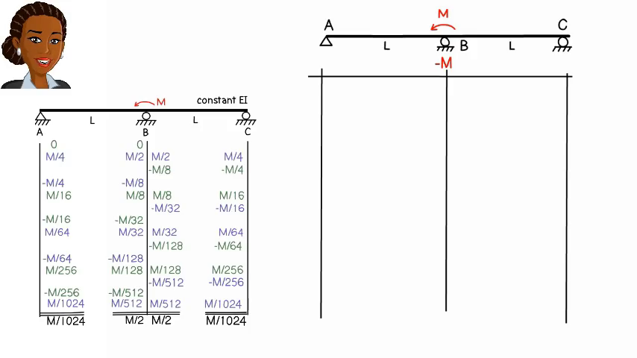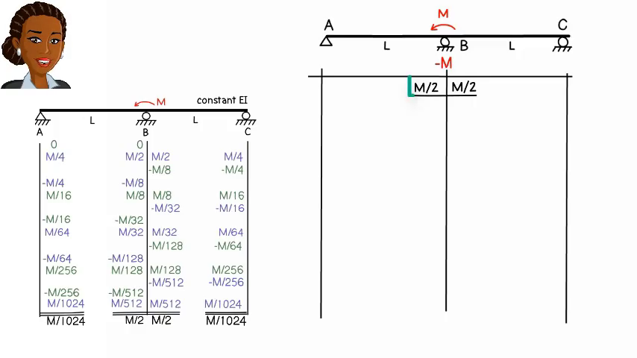That is, we enforce moment equilibrium at the joint. To do so, we are going to negate the existing moment, then distribute it between the two sides of the joint. This is done in proportion to the relative rigidity of the two beam segments. Since in this example, both segments have the same EI over L ratio, the moment is going to be distributed equally between the two columns. So we write m over 2 here and m over 2 here. Notice that now sum of the moments at B is 0. We say that the joint has been balanced.